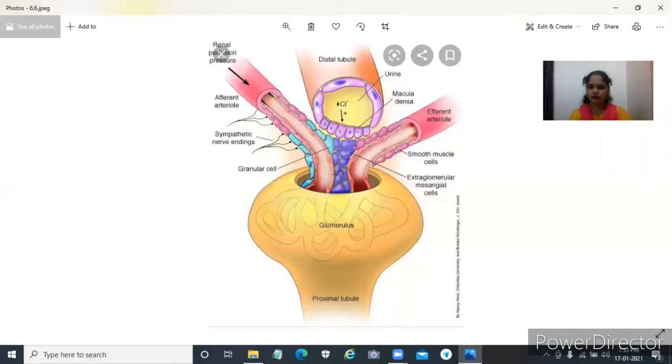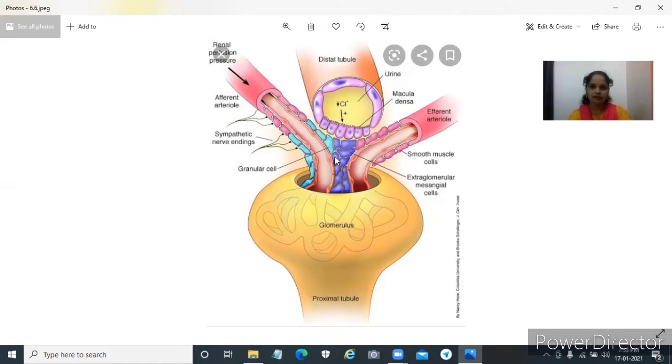Next one point is the juxtaglomerular apparatus. Look at this. The afferent arteriole enters the Bowman's capsule, while the efferent arteriole leaves the Bowman's capsule. The wall of the afferent arteriole is made up of smooth muscle cells. They are modified cells having a granular sarcoplasm. So that's why these cells are called juxtaglomerular cells, because of having a special, modified granular sarcoplasm.